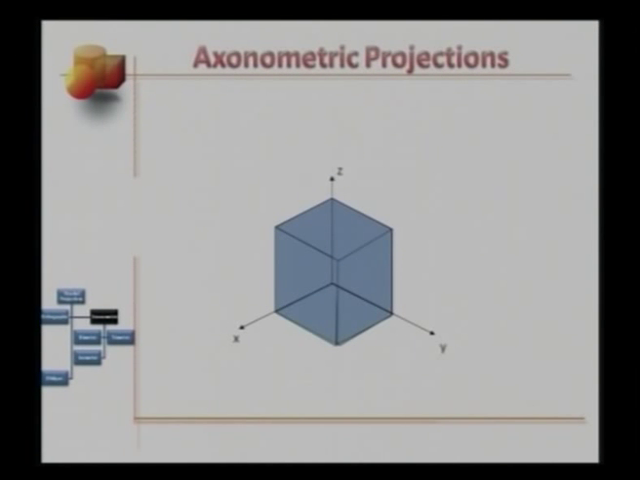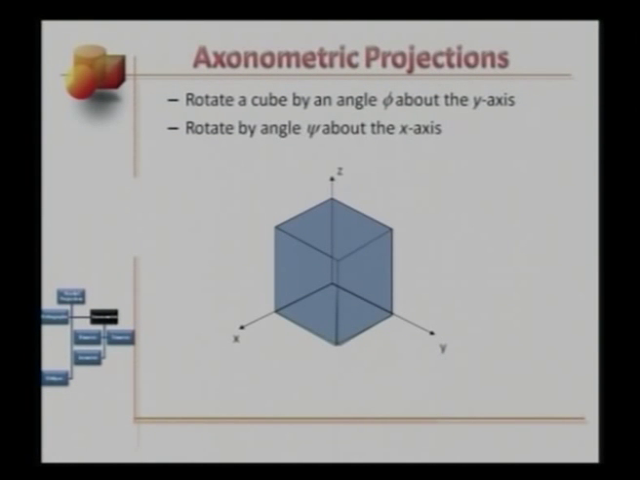The idea is quite straightforward when taking axonometric projections. You would want to rotate an object represented by this cube about any two axes. Here, we rotate this cube about the y-axis and about the x-axis. Now, the angles of rotation can be arbitrary. Here, we have the angles as phi and psi. Specifically, in this example, we rotate this cube about the y-axis counterclockwise by an angle phi, and then we rotate that result about the x-axis by an angle psi. This is again in the counterclockwise direction.